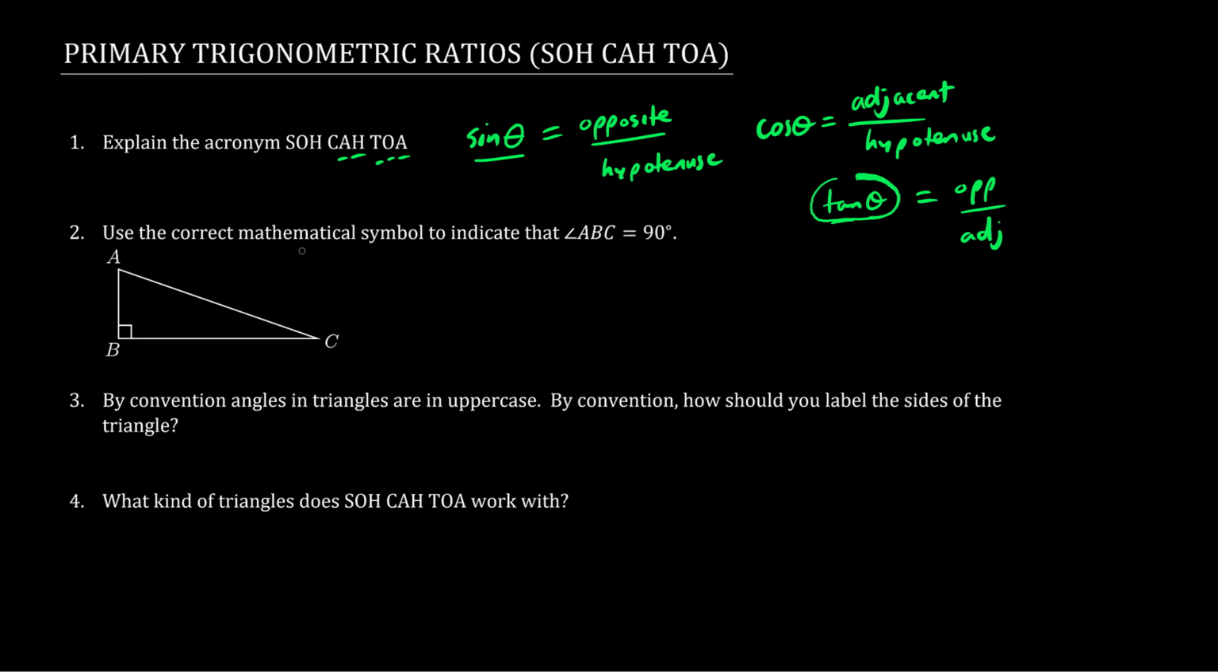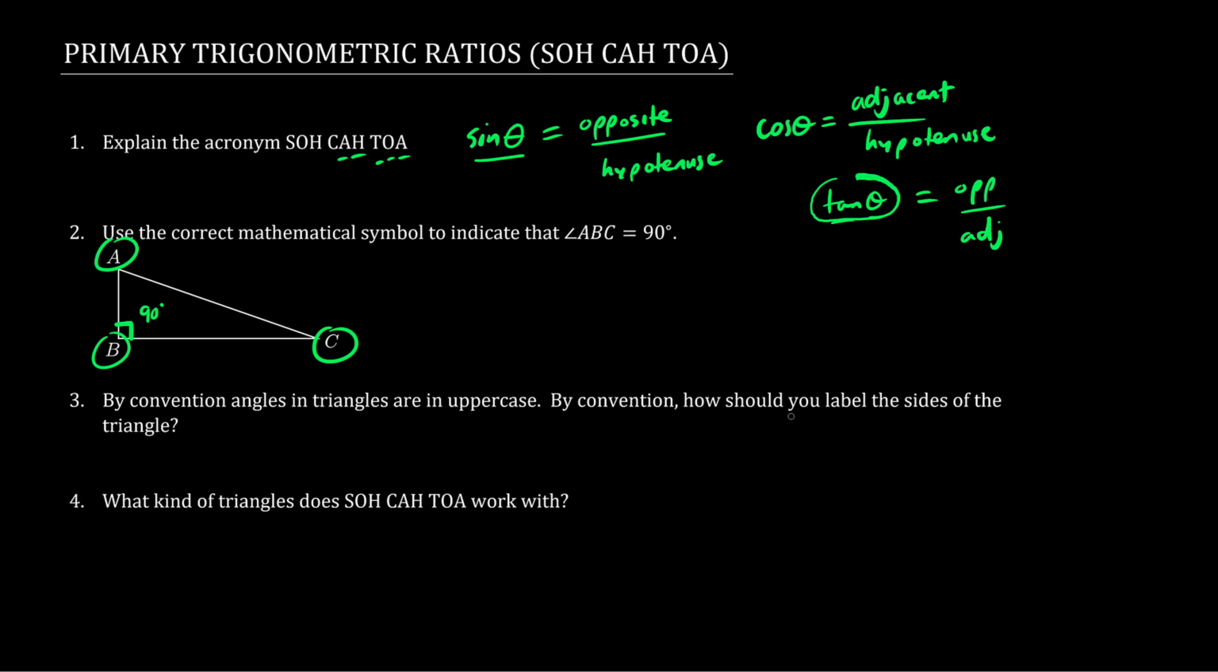Let's use the correct mathematical symbol to indicate that angle ABC, we connect the dots from ABC, and the symbol is this right angle symbol here. This means 90 degrees. By convention, angles in triangles are uppercase. You can see that these angles are uppercase.